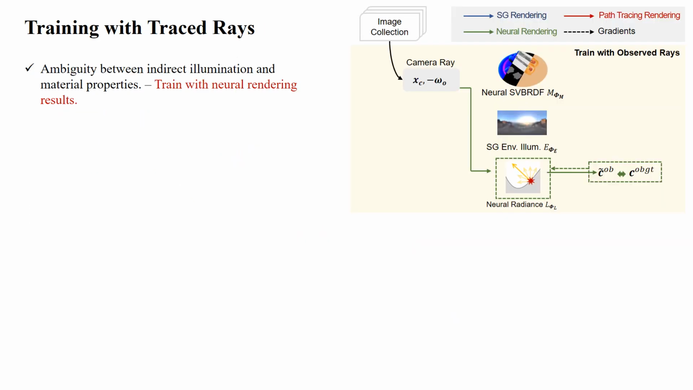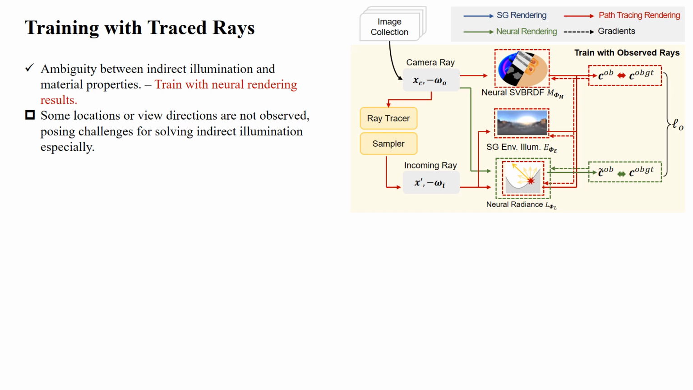In addition to the re-render loss, we incorporate extra losses to reduce ambiguity. First, we directly render the camera ray using neural radiance to provide additional supervised signals for training neural radiance network. Training with observed rays alone is challenging because some locations or view directions are not observed due to occlusion. Besides, there exists ambiguity between indirect illumination and material properties, since indirect incoming rays with many directions cannot be directly observed by the camera. Hence, neural radiance is indeterminate with re-render loss alone.